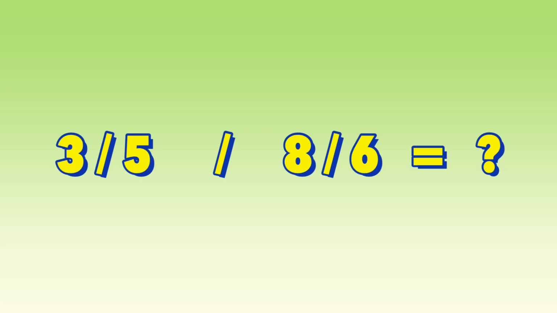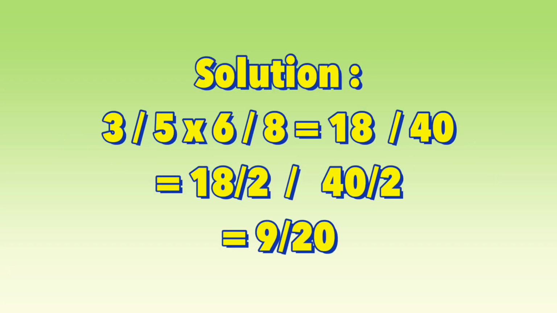Okay, next number, 3 over 5 divided by 8 over 6. Solution: we have to copy first the numerator, which is a fraction also, 3 over 5. Then times, since we're using the symbol of multiplication, we're going to write the reciprocal of 8 over 6. The reciprocal of 8 over 6 is 6 over 8. And after that, we're going to multiply horizontally. 3 times 6 equals 18. 5 times 8 equals 40.